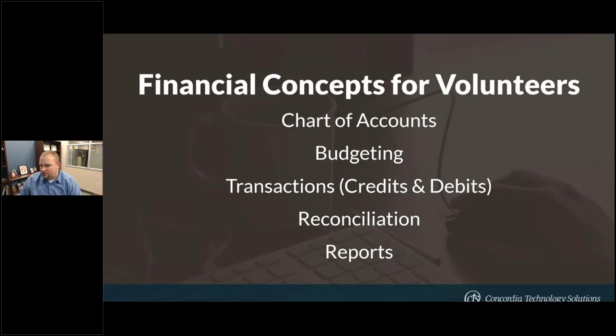So we'll get back into our credits and debits. There we go.